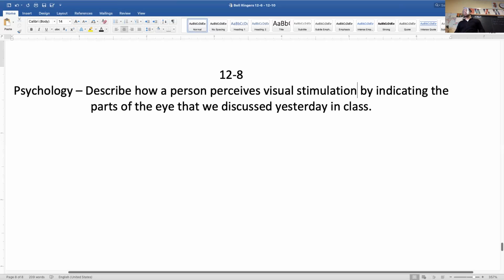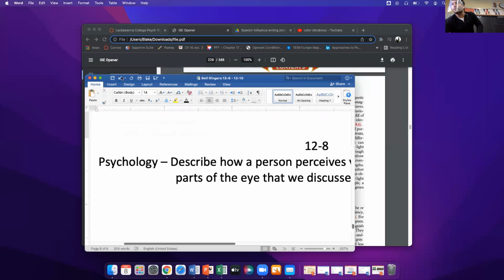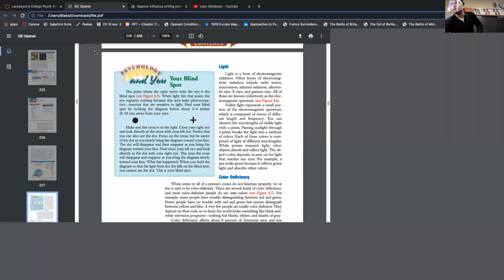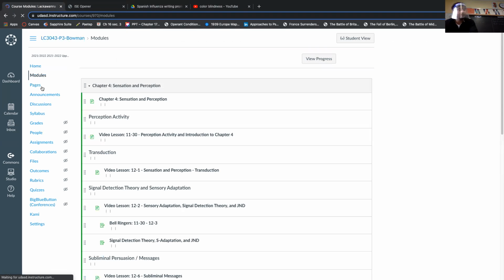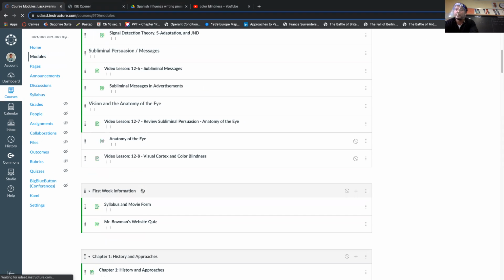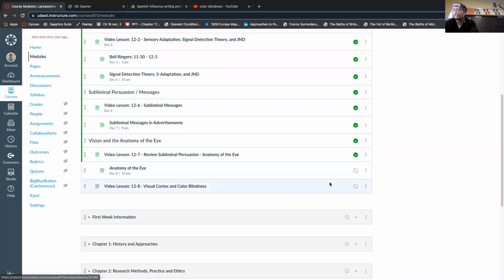Remember that. It's important. So I'd like you guys to work on this assignment here in class. We'll go over it here soon, but I would like you to work on it now. It shouldn't take you too long to complete. So this is making sense of everything we just talked about here: the anatomy of the eye.